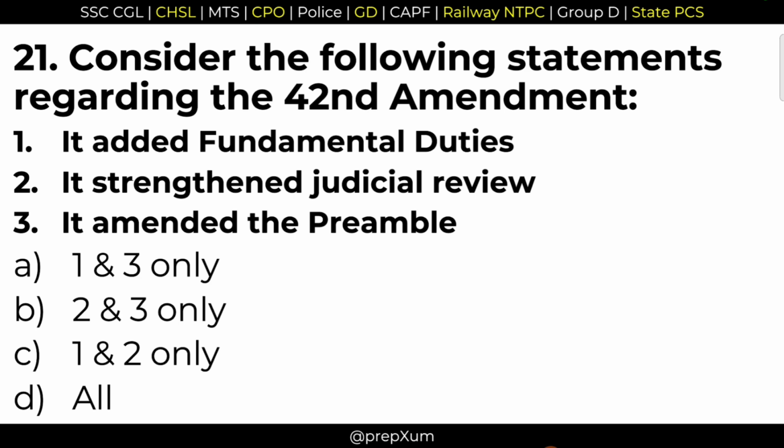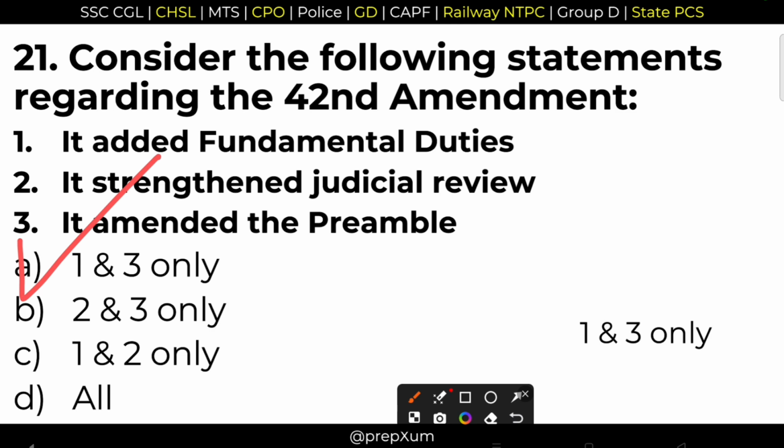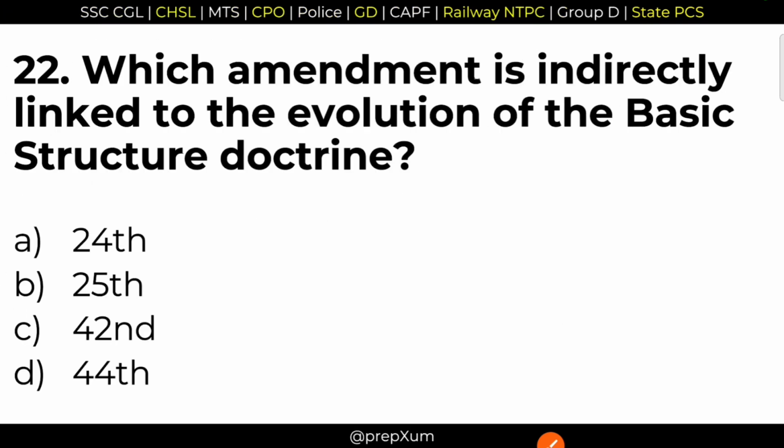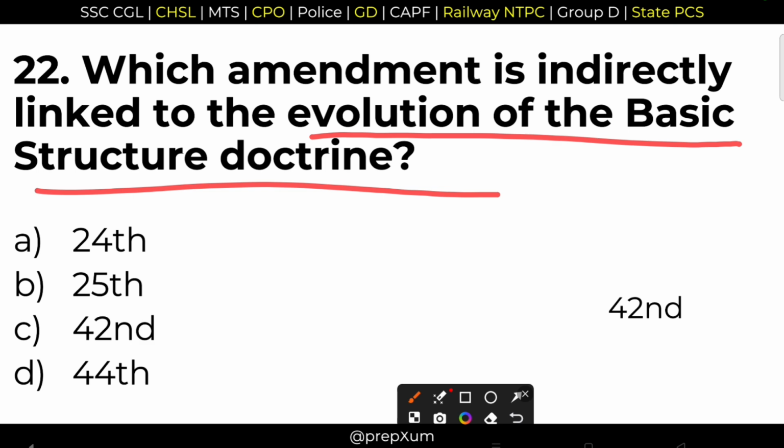Let's see what's the right answer. Yes. Option number A is the right answer. Statement 1 and statement 3 are right, whereas statement 2 is wrong. 22. Which amendment is indirectly linked to the evolution of the basic structure doctrine? Right answer. Option number C, 42nd. The 42nd Constitutional Amendment Act is indirectly linked to the evolution of the doctrine of basic structure.